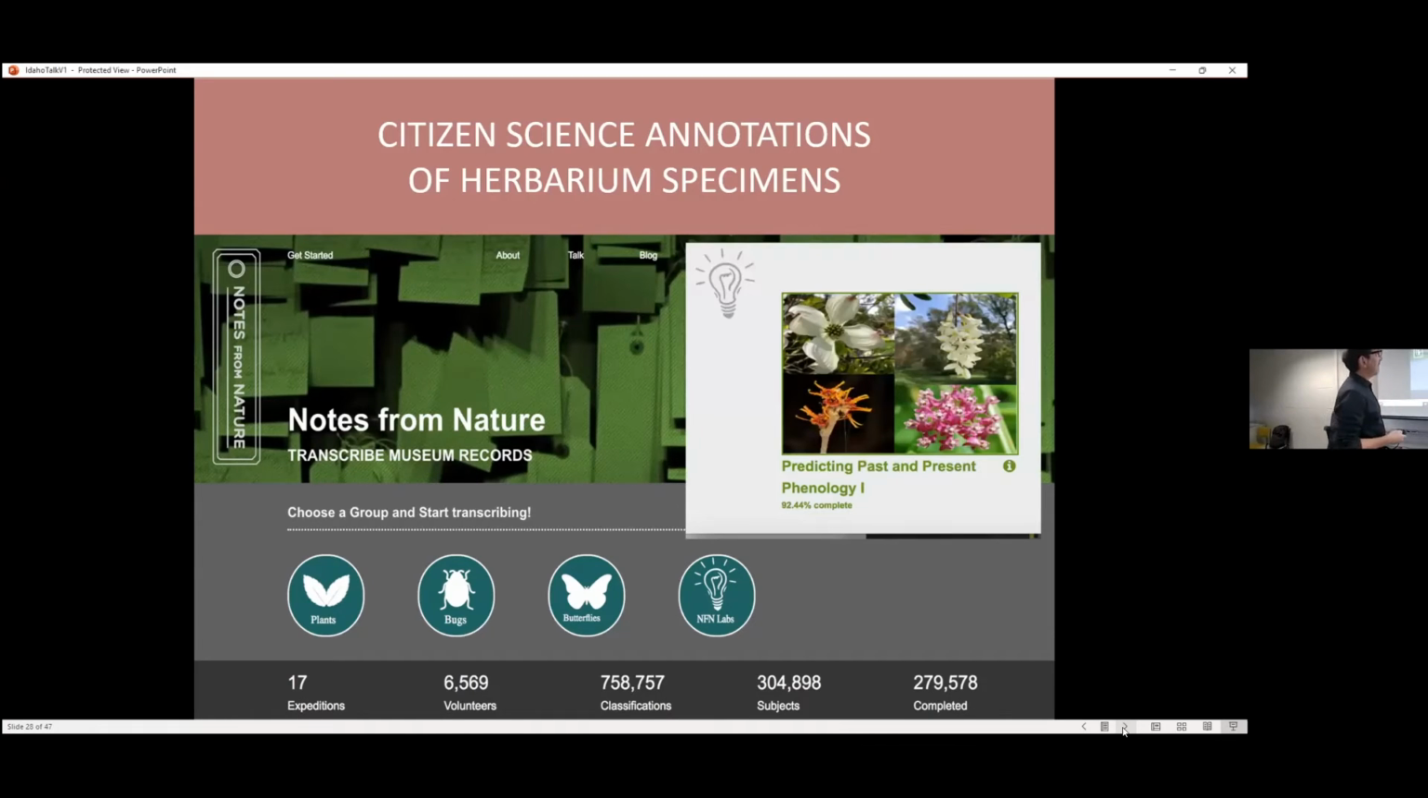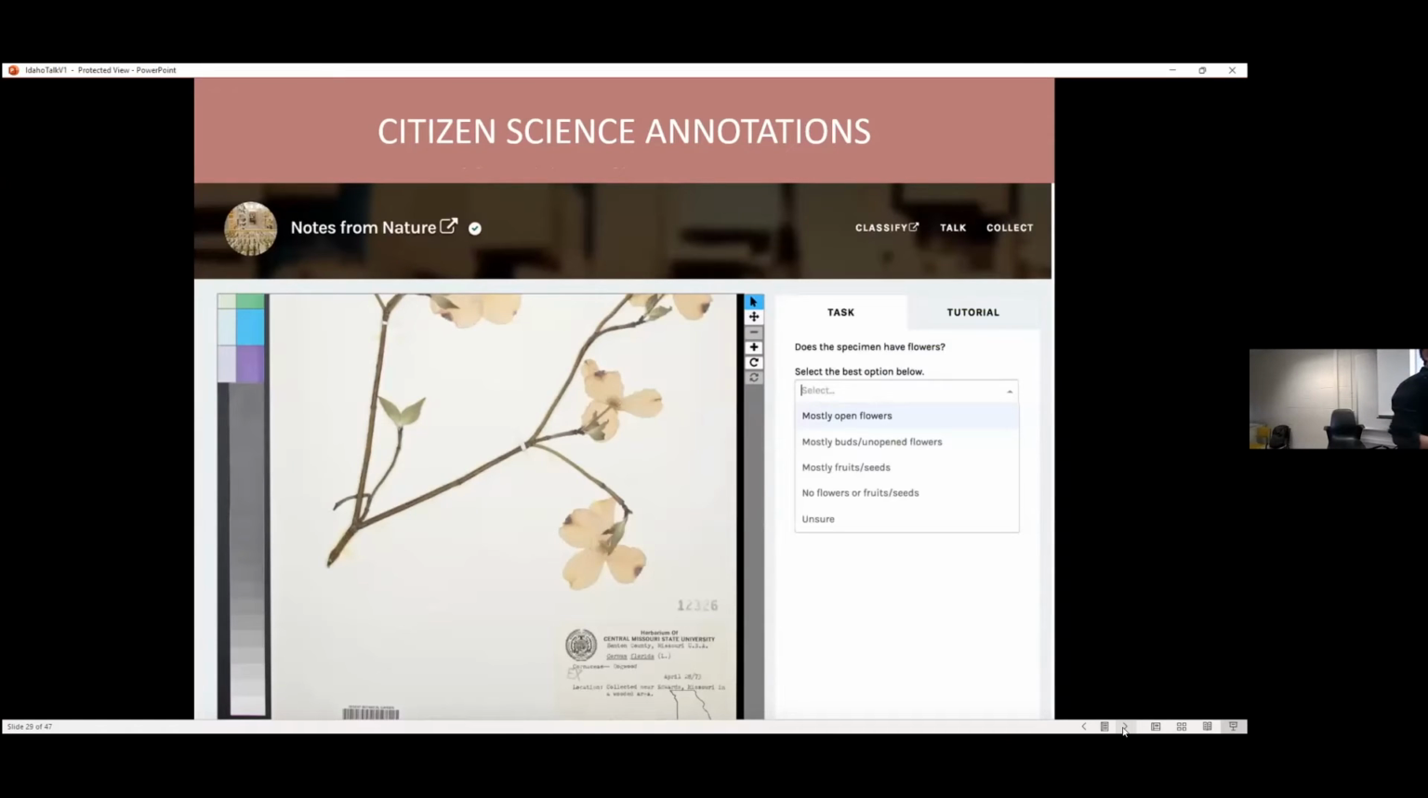So we have had multiple phenology expeditions that have run on Notes from Nature over the years. They're very simple. You come in, you see an image of a herbarium specimen. Does this thing have mostly open flowers or no flowers? You basically click a button, and you can annotate these records and move on.